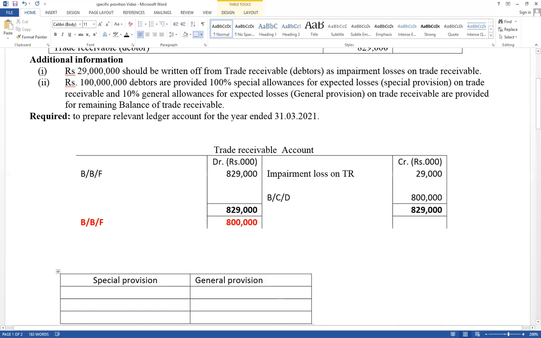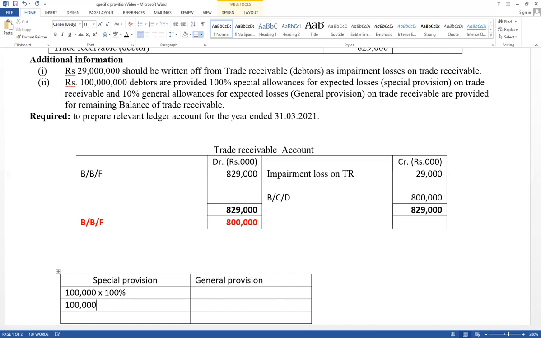Therefore, it is given 100,000 debtors are provided 100% special provision. Therefore, special provision you have to calculate based on 100,000 debtors. 100% provision. Therefore, this is the way you have to calculate expected losses. එහෙනම් මේගොල්ලෝගේ 100%ම කරොත් එතන එනවා 100,000.